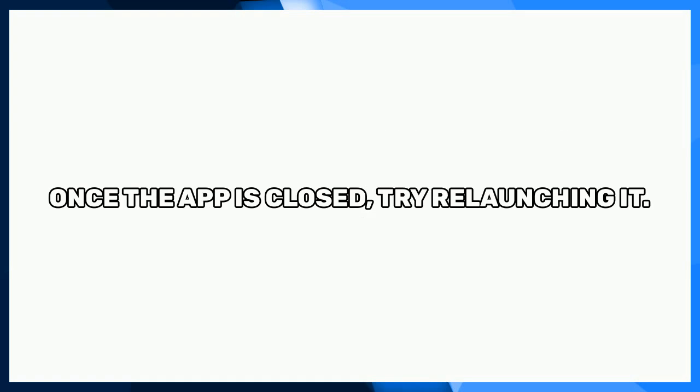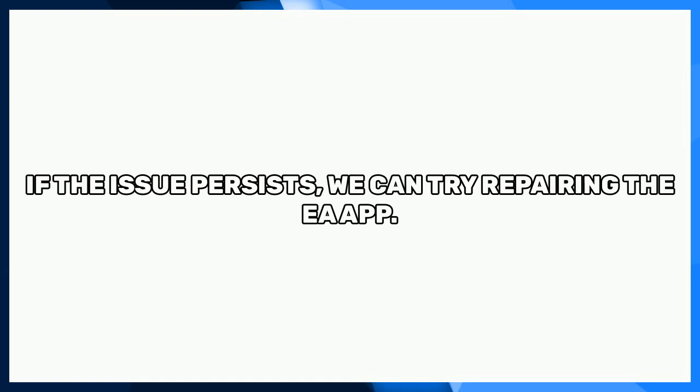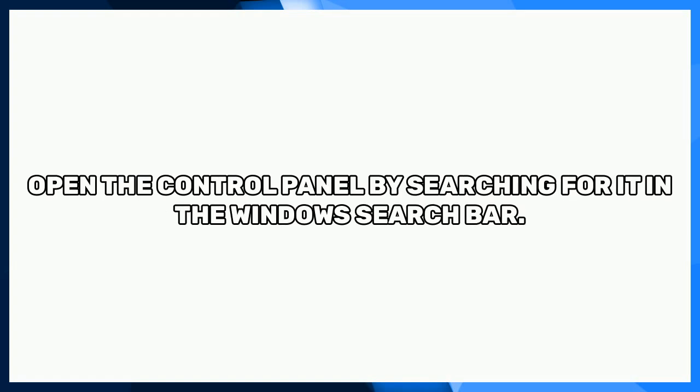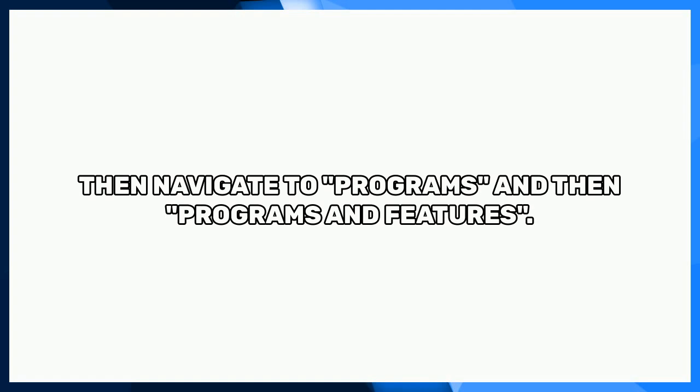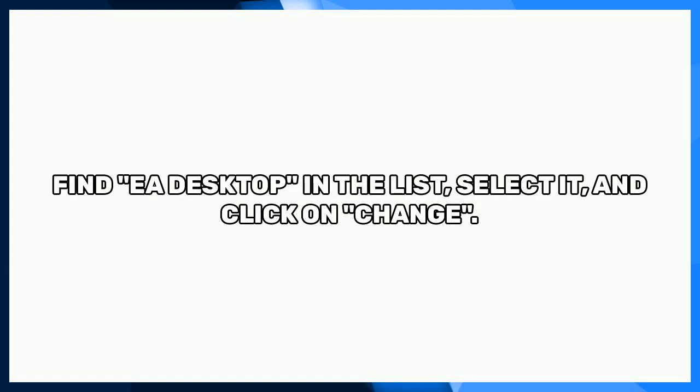Open the Control Panel by searching for it in the Windows search bar. Then navigate to Programs and then Programs and Features. Find the EA app in the list. Select it and click on Change. Choose the Repair option and follow the on-screen prompts to complete the repair process.